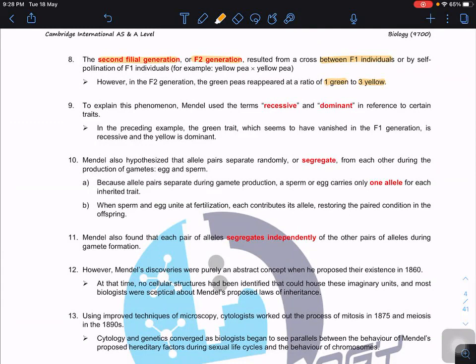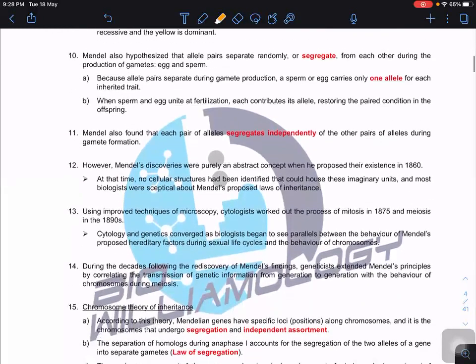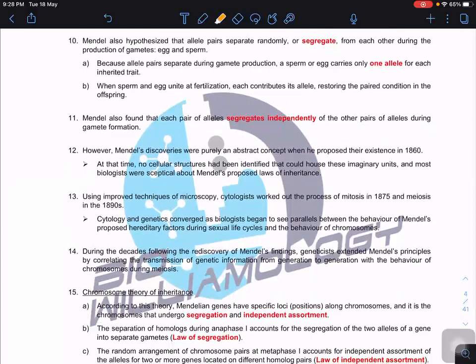So Mendel used the terms recessive and dominant to describe the traits. We have recessive traits and dominant traits. Dominant trait means the one that appears more, so yellow color is the dominant trait in the F2 generation. Mendel actually came out with two laws. The first law is the law of segregation.